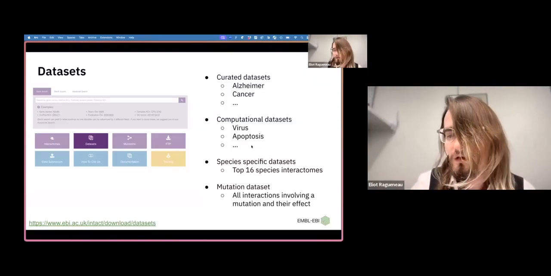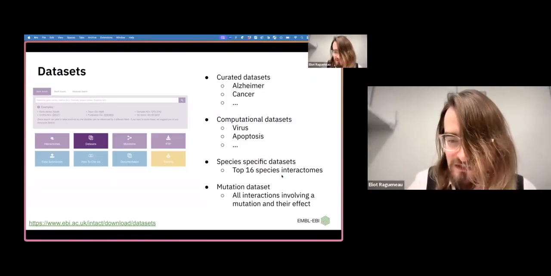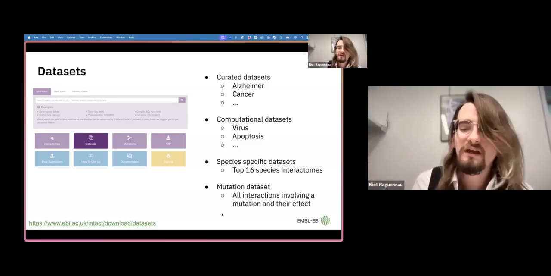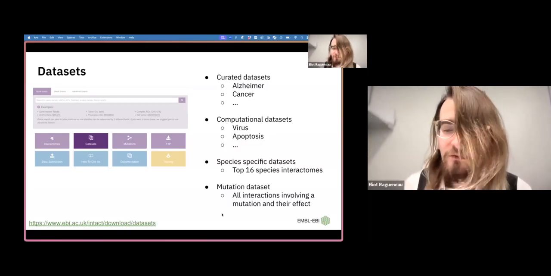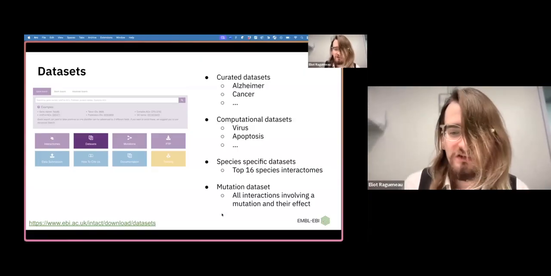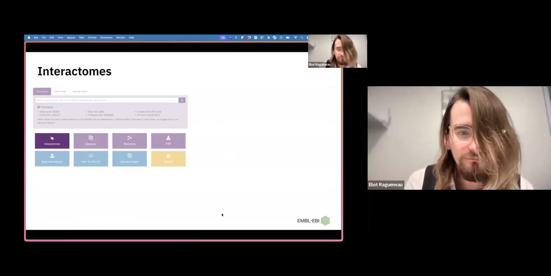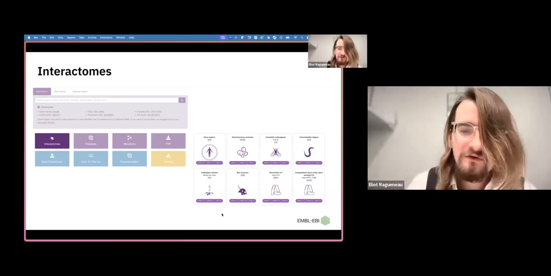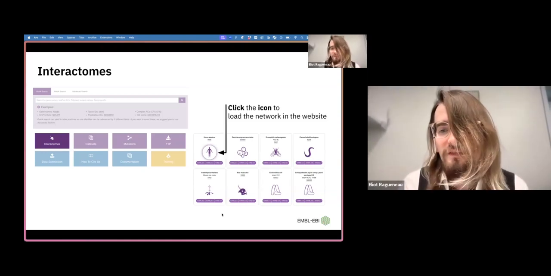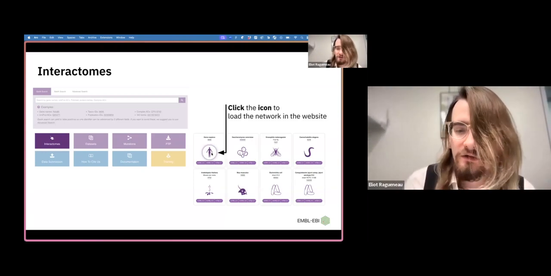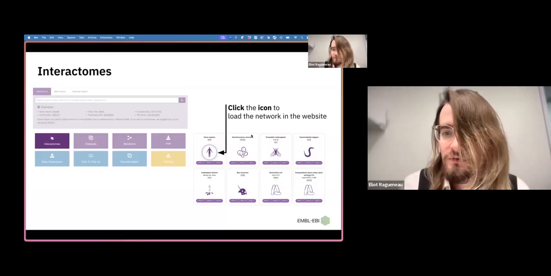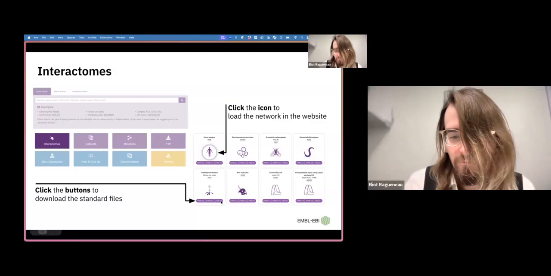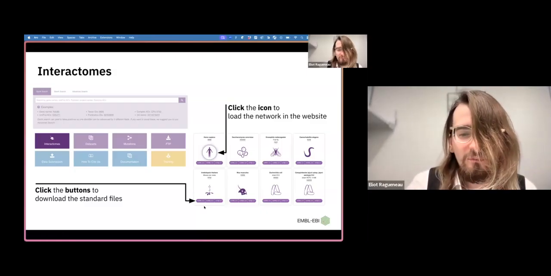We also have 16 species interactomes, and we have a mutation dataset covering all the different mutations across all species and the effect of the mutation on the interaction. The last one is interactomes, which I was talking about a bit earlier. Within that, you can either click on the icon of the species to load the network in the website, or download the different formats available for them below.